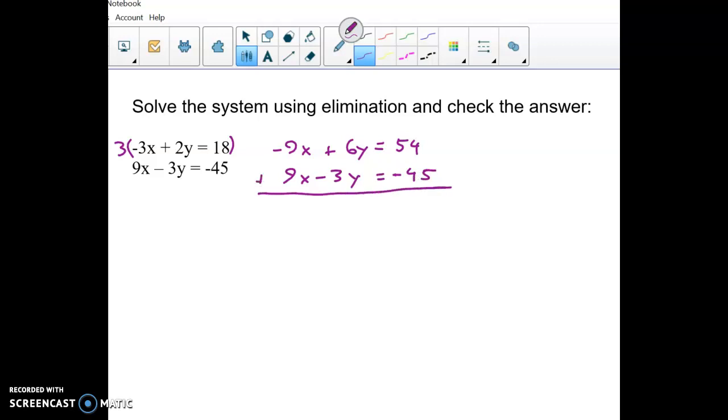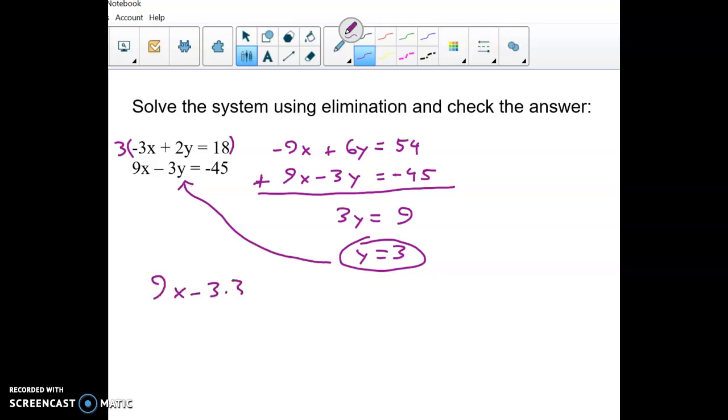Okay, now when we add them together, we get 0 here, and we get positive 3y here, and then add those together, we get 9. Now divide by 3. So y is 3. Okay, and now we just got to find x, so use any equation you want. Maybe I'll use the bottom one this time just to mix it up. So I'll have 9x minus 3 times 3 equals negative 45. And so we'll get 9x minus 9 equals negative 45. And then add 9. And then divide by 9. So that would be negative 4.